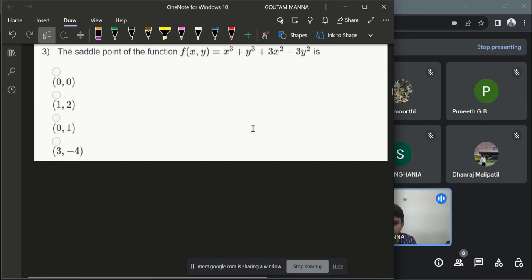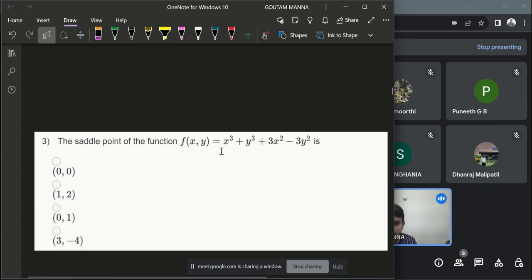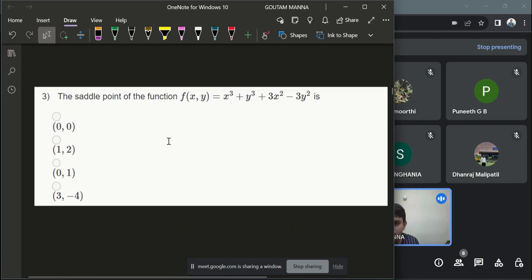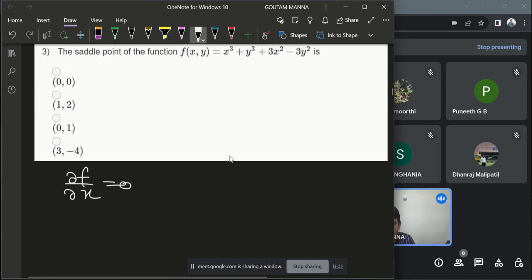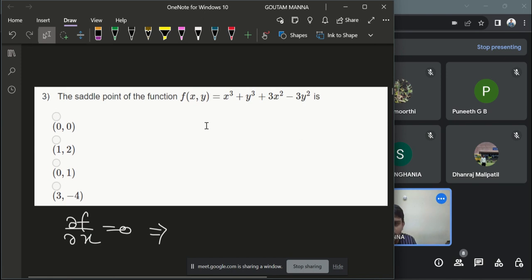Okay, so we are again given a function f of x, y, that is x cube plus y cube plus 3x square minus 3y square, and we are asked to find out the saddle point. So first of all we have to find out the critical points. Same process, del f del x equals 0, and if we do that, so you might be feeling bored, for that I will suggest you do it parallelly.